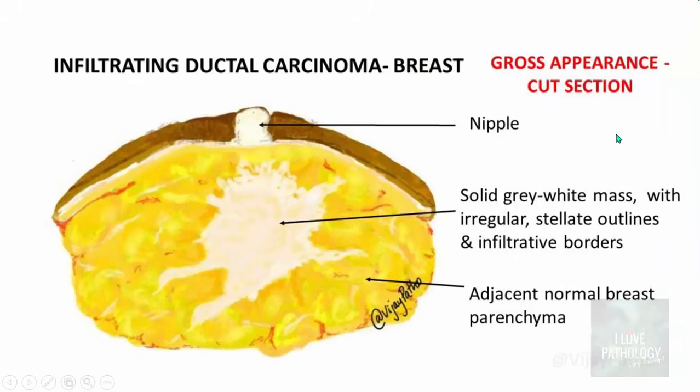This can be a very advanced stage where you can find extensive ulceration of the overlying skin and huge tumor size. On cut surface, you can easily make out that the invasive carcinoma is a solid gray-white mass with irregular stellate outlines and infiltrative borders, and this is how it looks like a crab. That's why it's called crab-like appearance, and it has a typical gritty cut surface, and the adjacent parenchyma is unremarkable.